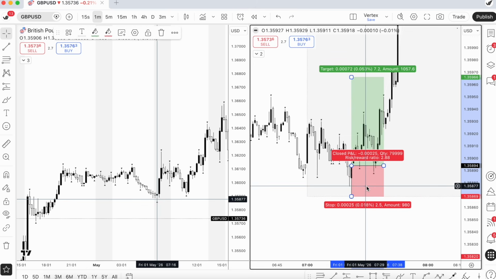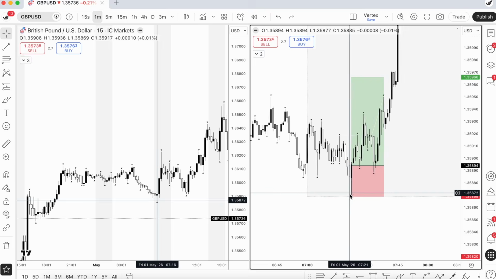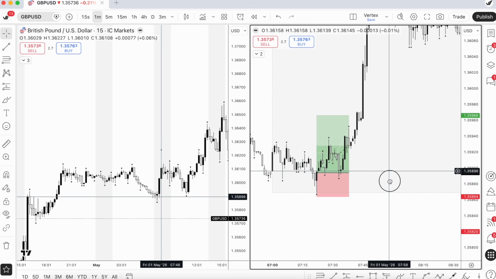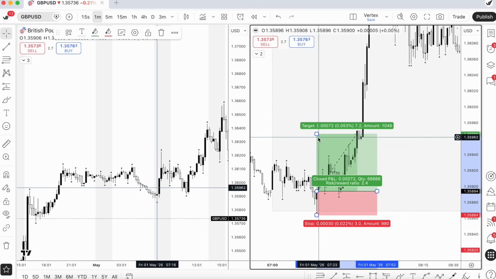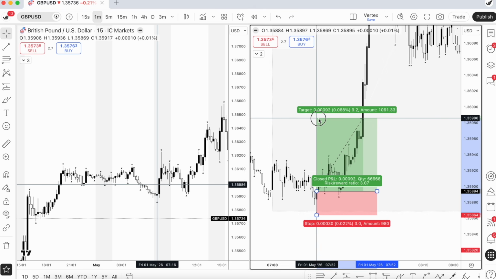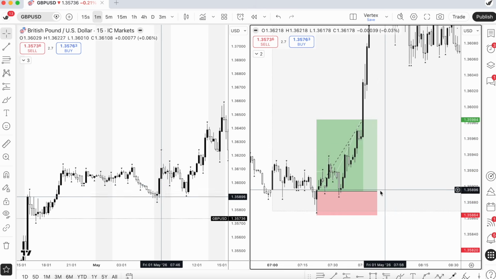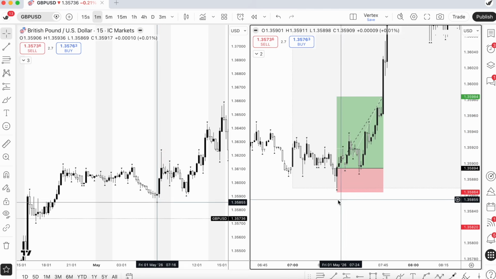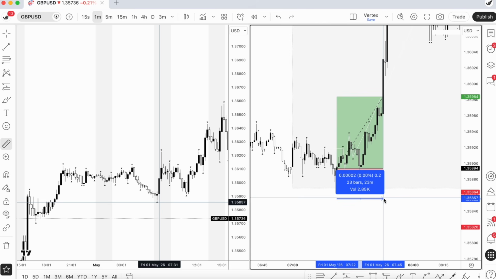So in this case, the stop loss was 3 pips, which means that we're aiming for 3R, which is there. And then we eventually hit our target. So again, our entry was 22 minutes into the session, and target was hit in 23 minutes.